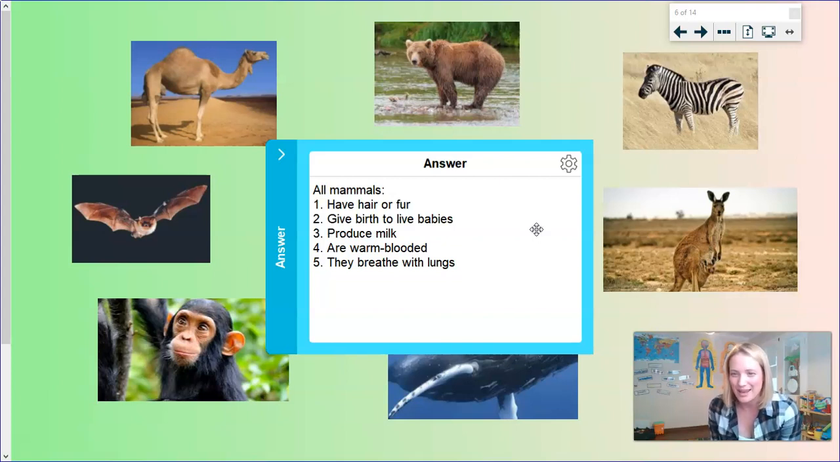Now, as with everything in life, there are always exceptions to the rule, and there is one mammal that I know of that does not give birth to live young and actually lays eggs. Now, I'm going to leave that with you as a question for homework. In my next lesson I'll start by answering that and seeing if you got it right. So what I'm going to ask you to do is, when you're at home, see if you can research online or in a book, what is the one mammal that does not give birth to live young?